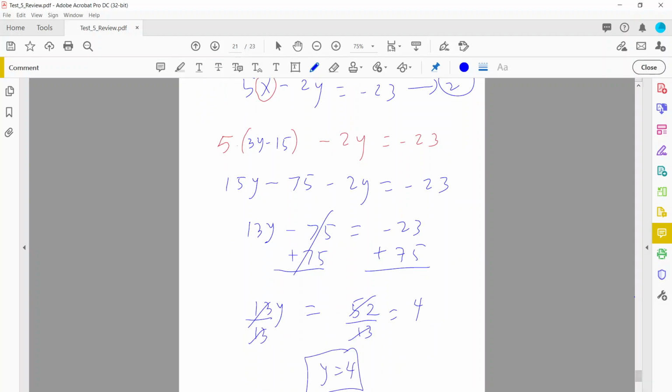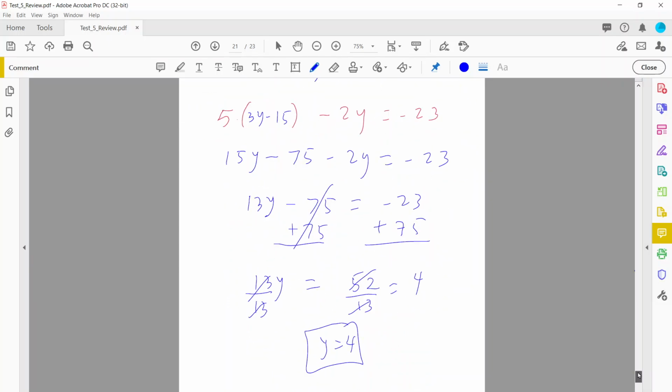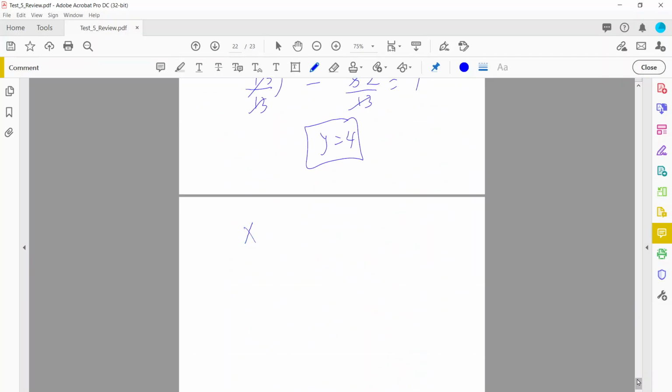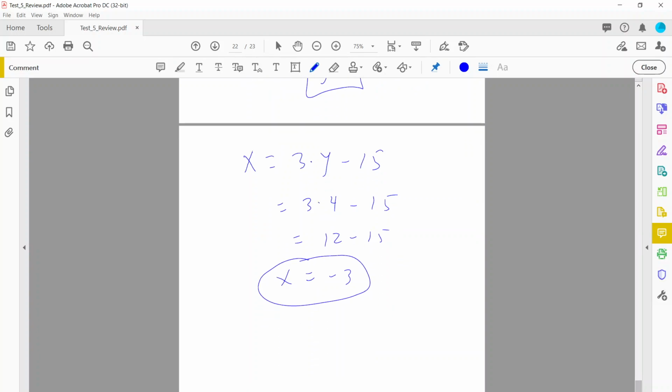Now to find the value of x, you can go back and use equation 1. Just plug y equal to 4 here, and that will give you the value of x. X is 3 times y minus 15. So 3 times 4 minus 15, which is 12 minus 15, is equal to negative 3. So x equals negative 3 and y equals positive 4. That's the solution of this system. Negative 3 and positive 4.